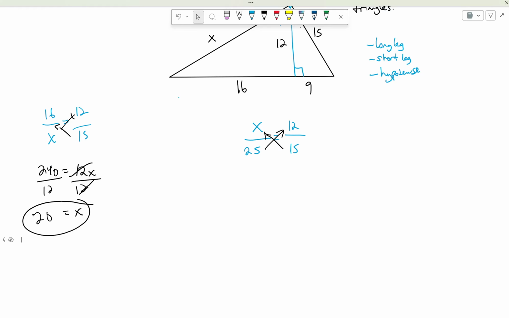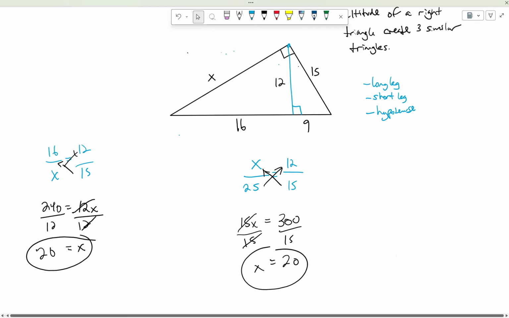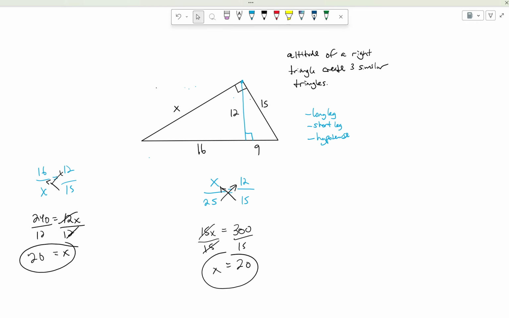Now watch what's going to happen when I do this over here, okay? Same deal. 15 times x is going to be 15x. 25 times 12, you punch it into your calculator. What do we get? 300. We divide both of these by 15. 300 divided by 15, according to your calculator, is, of course it has to be, 20, right? So pretty cool. It kind of shows all three of these triangles related to each other. It doesn't really matter which way you do it, as long as we set this thing up consistently.